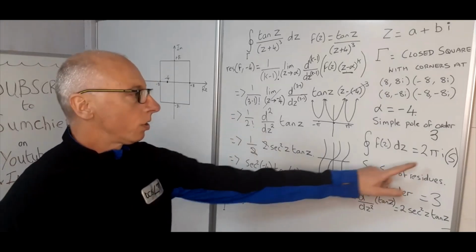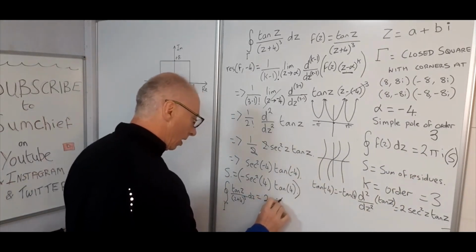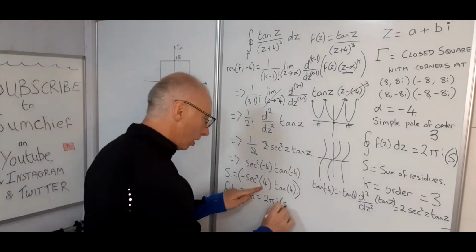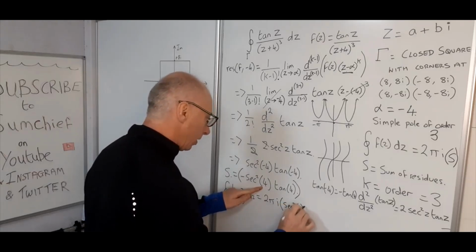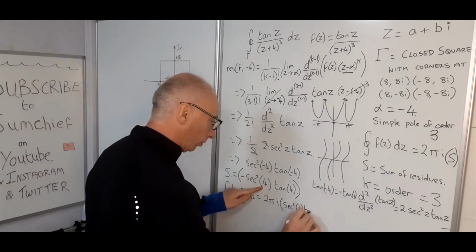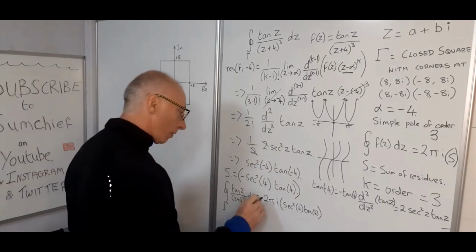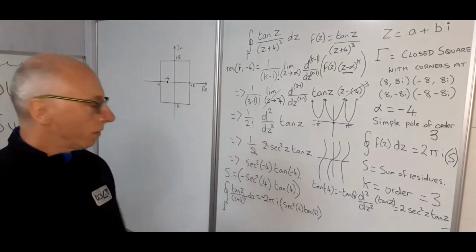This equals 2 pi i, and then secant squared 4 tangent 4, and then don't forget the minus in the front. So minus 2 pi i secant squared 4 tangent 4.